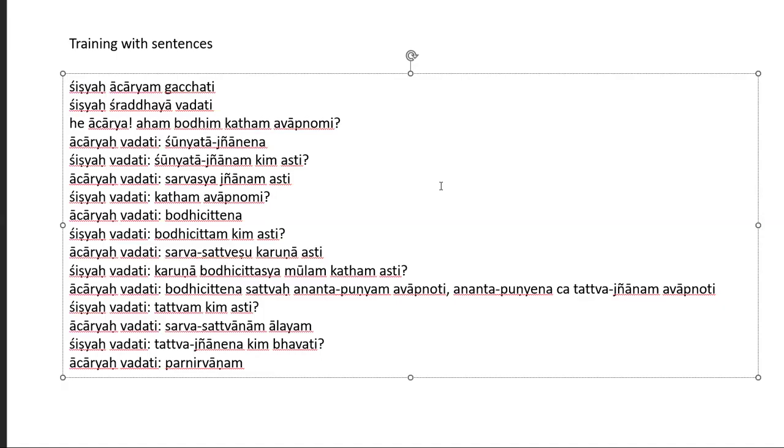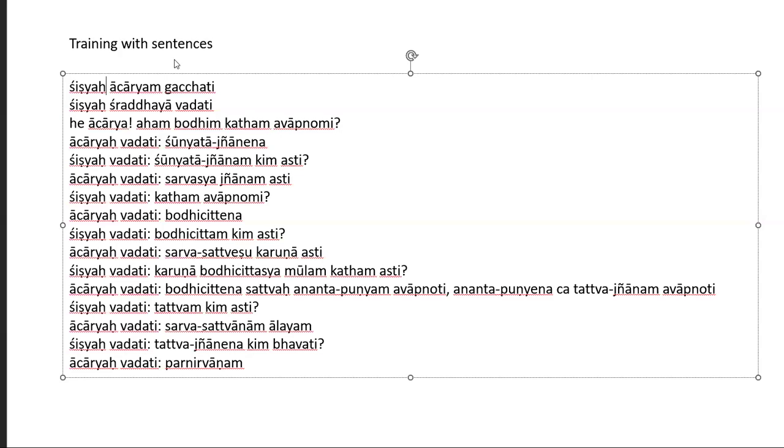Shishyah acharyam gacchati. But we need to really be very precise now. What case? And I know this is the boring thing. The Sanskritists with their cases. Oh, but you see, the cases mean precision. If you are just guessing what the sentence means, that's not Sanskrit. Sanskrit is very precise. So how do we do that? We mark the word with a number, the case. I'll show you. This is the ancient practice. This is not our new invention.